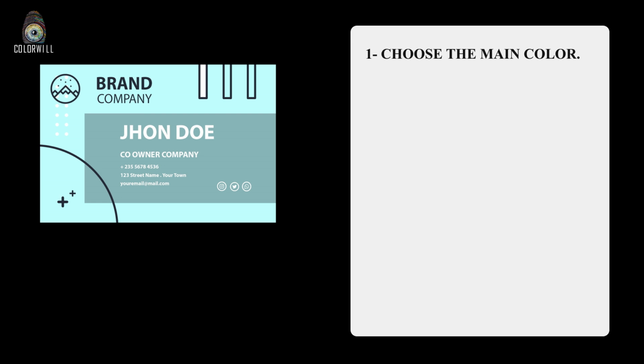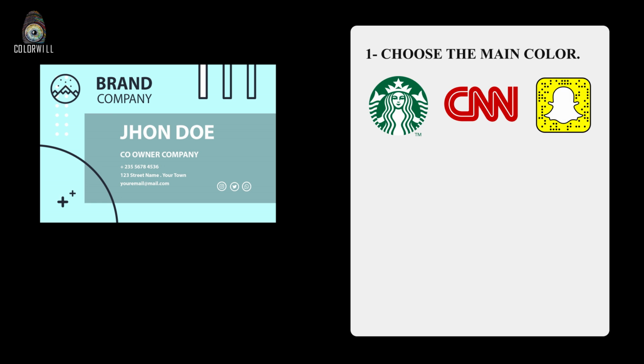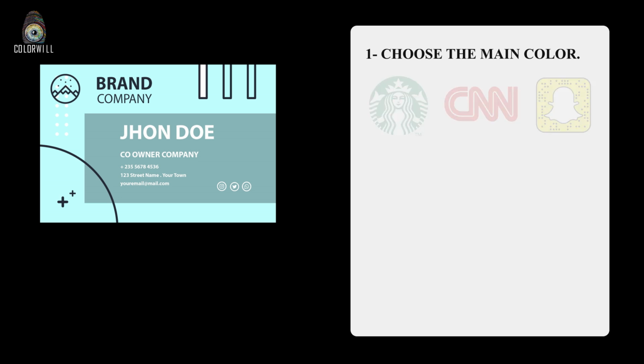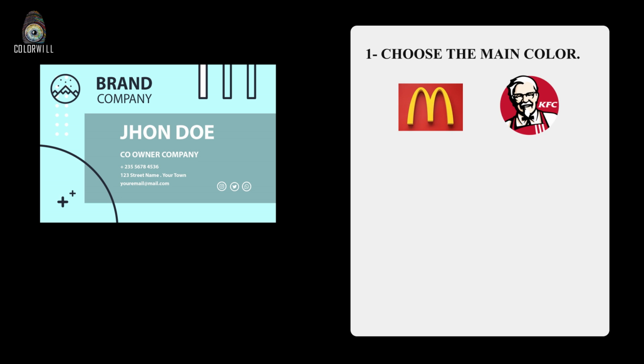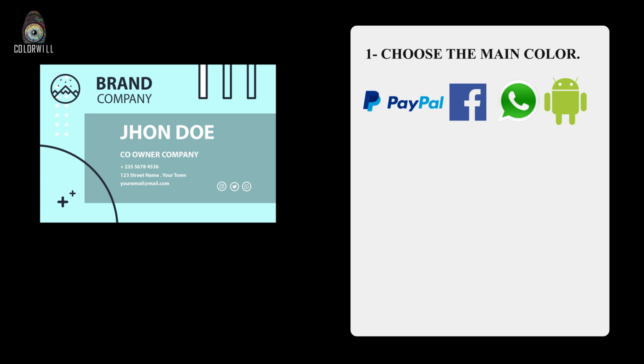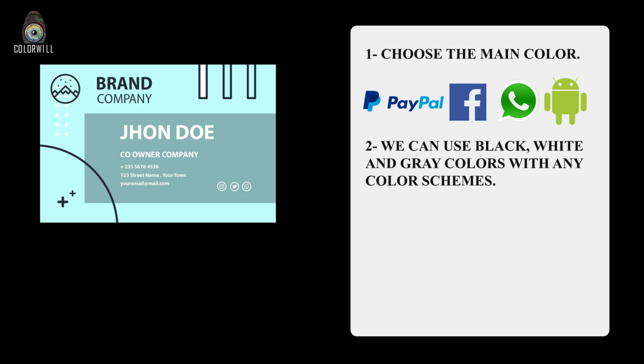The main color could be according to the color of the company, which you can find in the company's logo, or common colors for a specific business, like red or orange for fast food restaurants and blue or green for technology-based industries. We can always use black, white, and gray colors with other colors in our projects.